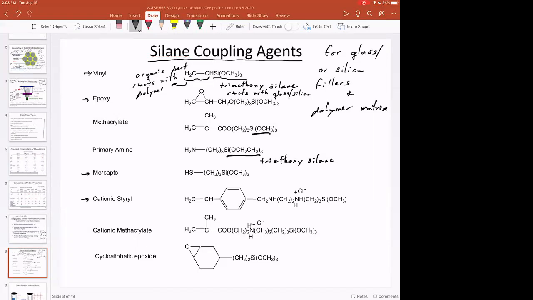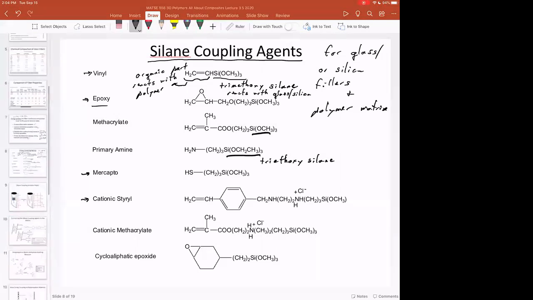So if you're going to make your sailboat out of an epoxy resin, you use this epoxy silane coupling agent on your glass. If you're going to do a vinyl ester, you probably want something like that cationic styryl or a cationic methacrylate to react with your vinyl ester resin. And so this is important, and this is right at the surface of the glass fiber.